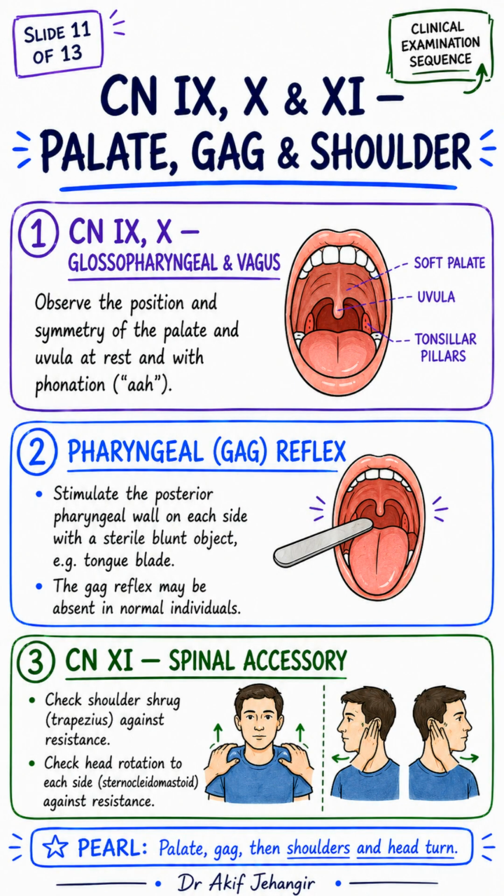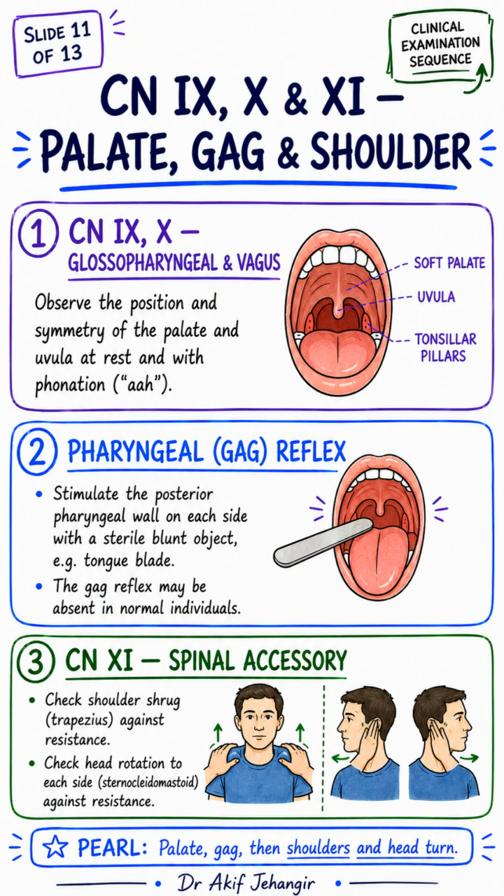For cranial nerves 9 and 10, observe the palate and uvula at rest and during phonation by asking the patient to say, "ah." The gag reflex can be tested by stimulating the posterior pharyngeal wall with a sterile blunt object, but remember, it may be absent in normal individuals.